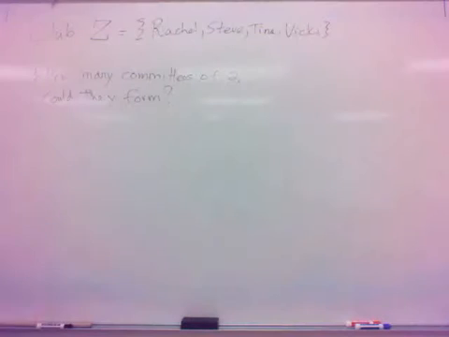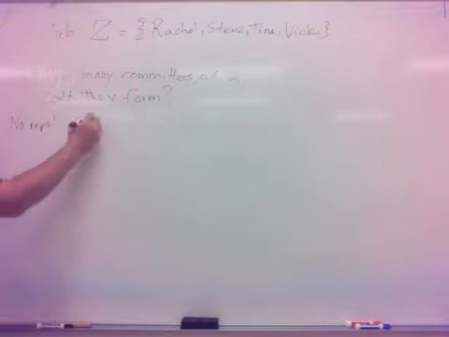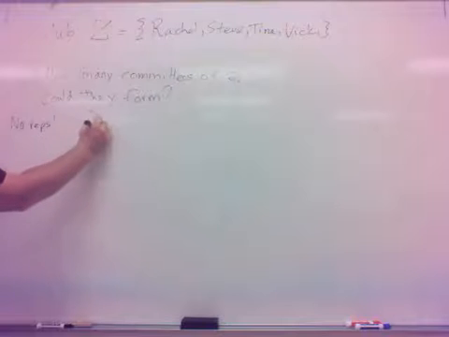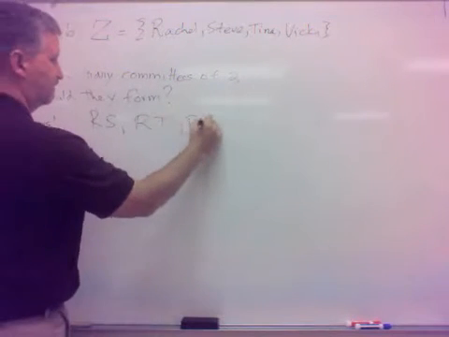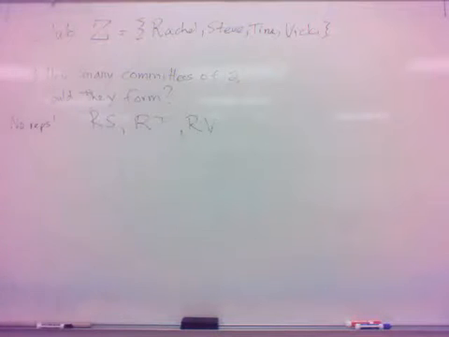Okay. Committees now. All right. So obviously, again, can we have repetitions? No. We can't have Rachel be a committee of 2. Rachel is not a committee of 2. Okay. So no repetitions again. Just like before. So that would be Rachel then with Steve, Rachel then with Tina, Rachel with Vicki. That'd be about it. If we go with Rachel first.